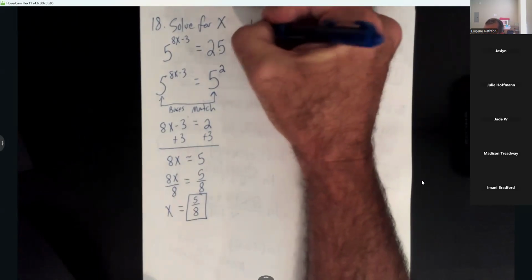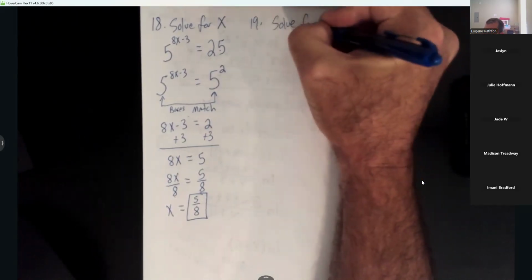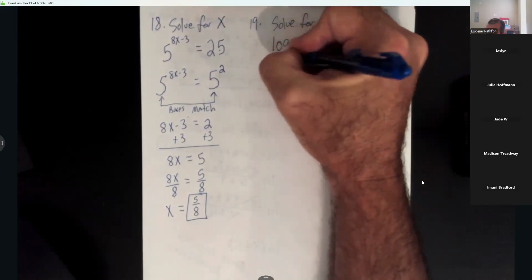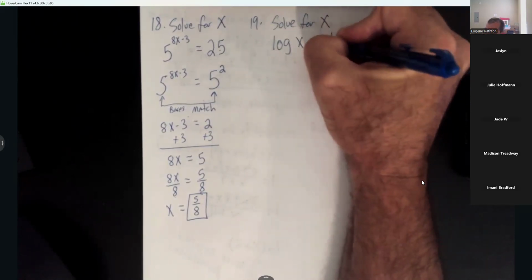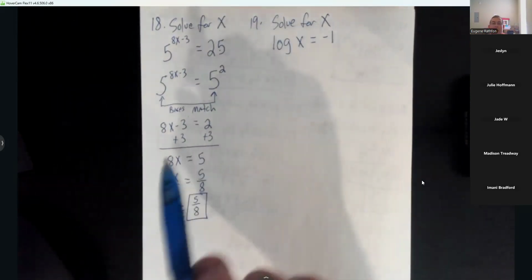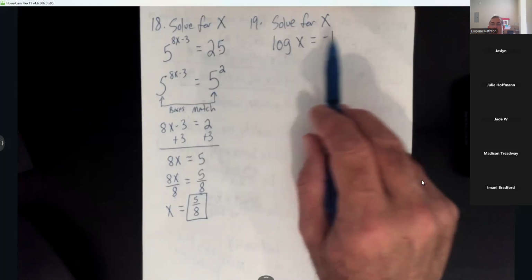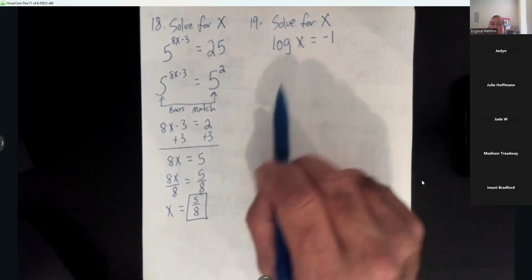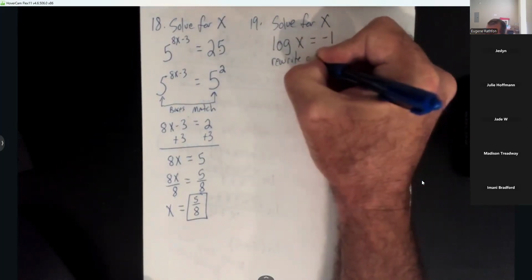Alrighty, 19. Same thing, solve for x. I got log x equals -1. So on a logarithmic equation, I don't have a log base equal to a log base. I don't have more than one log on either side. So since I just got log equal to a number, I'm going to rewrite this one as exponential.